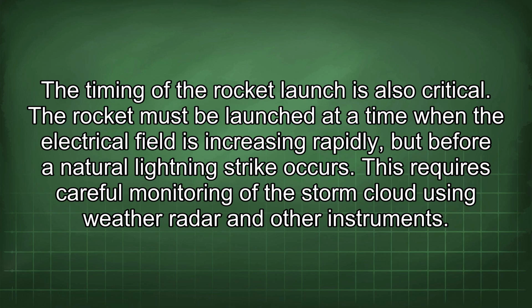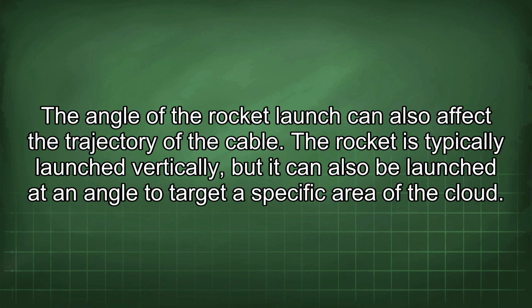The timing of the rocket launch is also critical. The rocket must be launched at a time when the electrical field is increasing rapidly, but before a natural lightning strike occurs. This requires careful monitoring of the storm cloud using weather radar and other instruments. The angle of the rocket launch can also affect the trajectory of the cable. The rocket is typically launched vertically, but it can also be launched at an angle to target a specific area of the cloud.